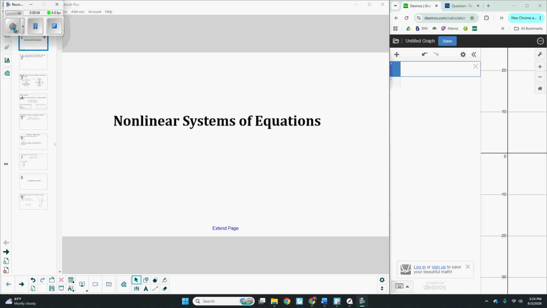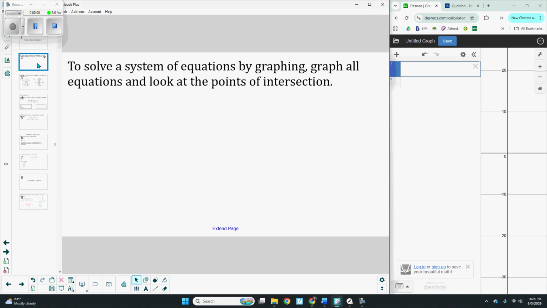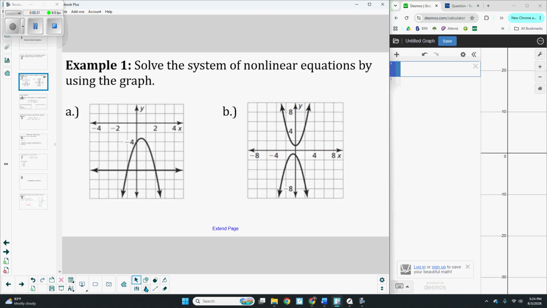Today we're looking at solving nonlinear systems of equations. To solve any system of equations, there are a lot of methods. For this, we're going to focus on graphing. To solve a system of equations by graphing, you graph all the equations and look at the points of intersection. So here are some that are already graphed.